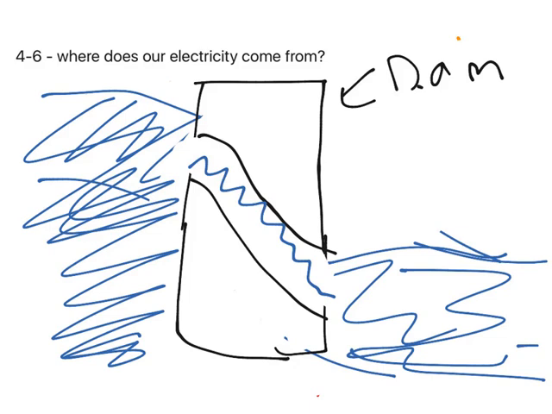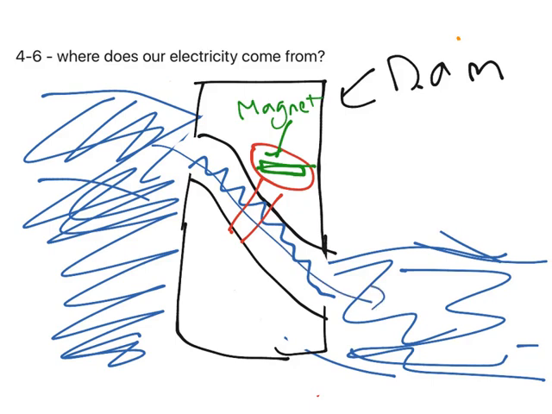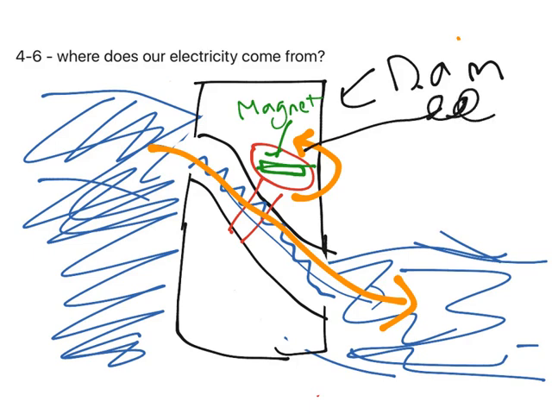And inside here, we add a generator. And inside it, we have a magnet, or giant magnets. So that's the magnet. And when the water is moving this way, the magnet starts turning. And this is hooked up to coils, and we get electricity. So again, all it is, we're taking water, we're using the water to move the magnets, and we get electricity.